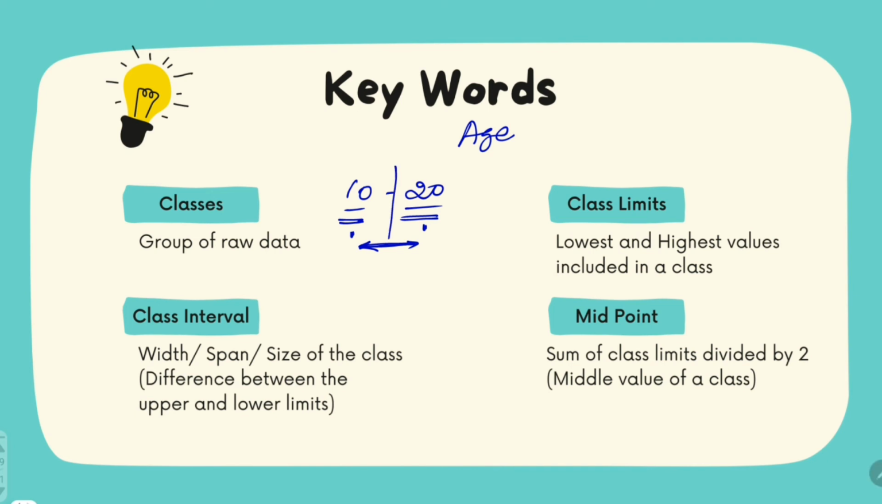Now, the midpoint. The midpoint of this class is the class midpoint. If you were to divide that single class into two halves, where will you divide the class? That is your midpoint. The sum of the class limits divided by 2. The middle value of the class.